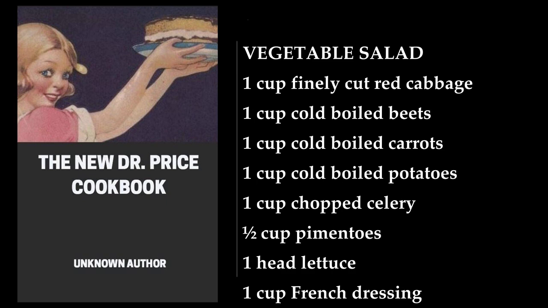Vegetable salad. 1 cup finely cut red cabbage. 1 cup cold boiled beets. 1 cup cold boiled carrots. 1 cup cold boiled potatoes. 1 cup chopped celery. 1/2 cup pimentos. 1 head lettuce. 1 cup French dressing.